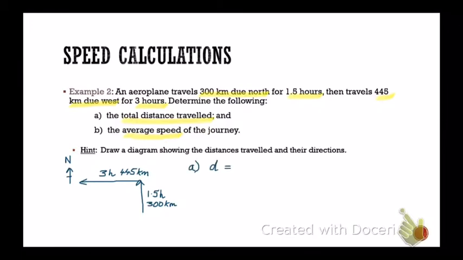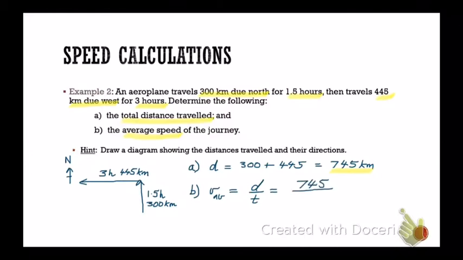In part A, the total distance D, we simply add together those two distances for a total of 745 kilometers. For part B, we start with the formula for average speed. Now in this example, I don't really need to list my data again because I've put it on the diagram. But we do need to write the formula: speed, or V_av, equals D over T.